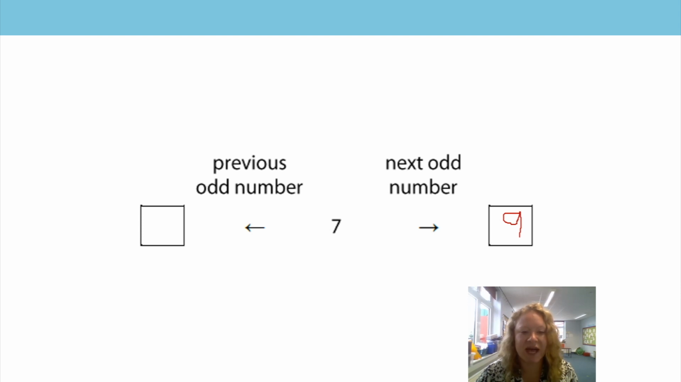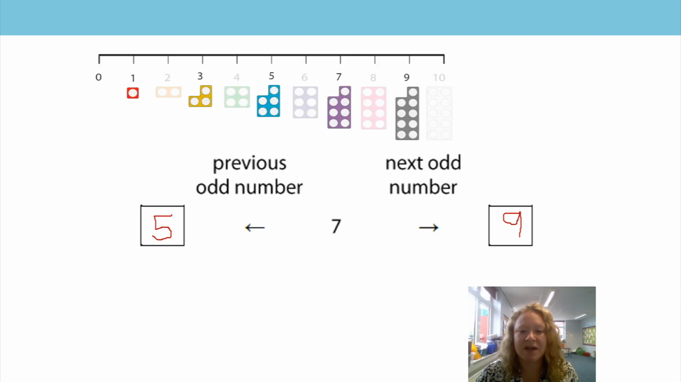We need to look at what our previous odd number is. So here we've got 7. What number comes before 7? Think about your number line. 6. But that's not odd, is it? It's even. So now we need 5. Well done. Let's put it in then. Good job, everyone.